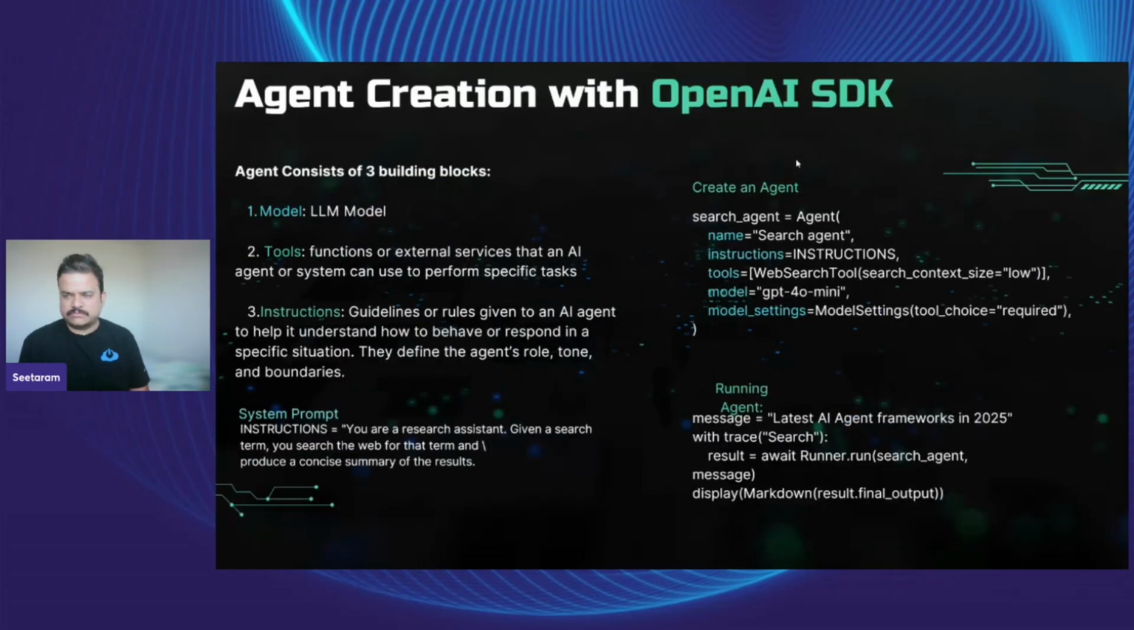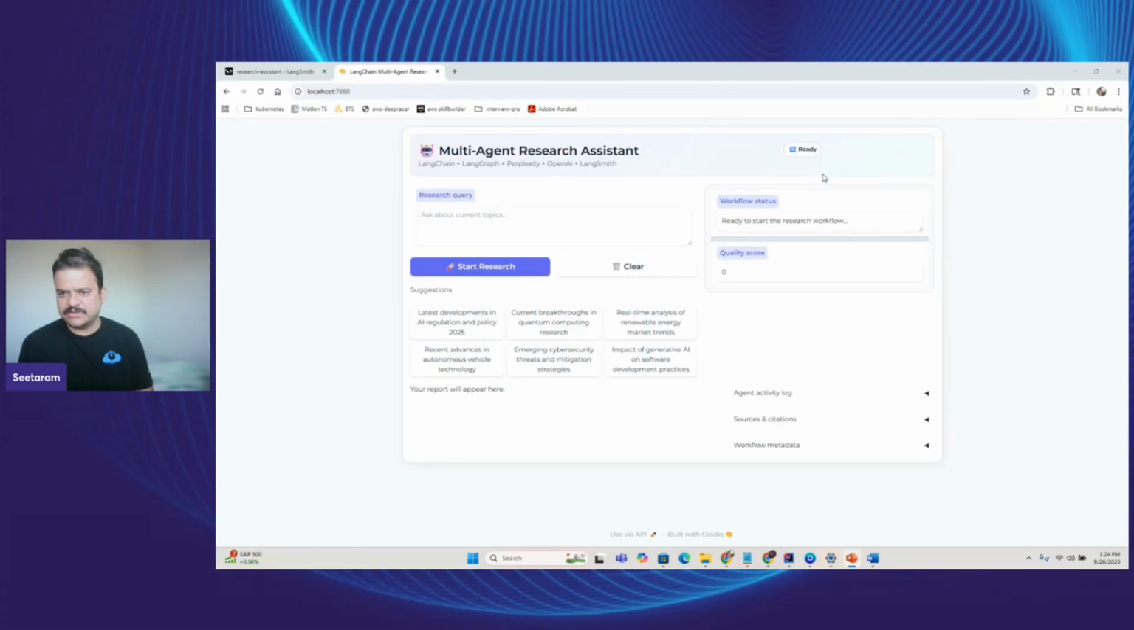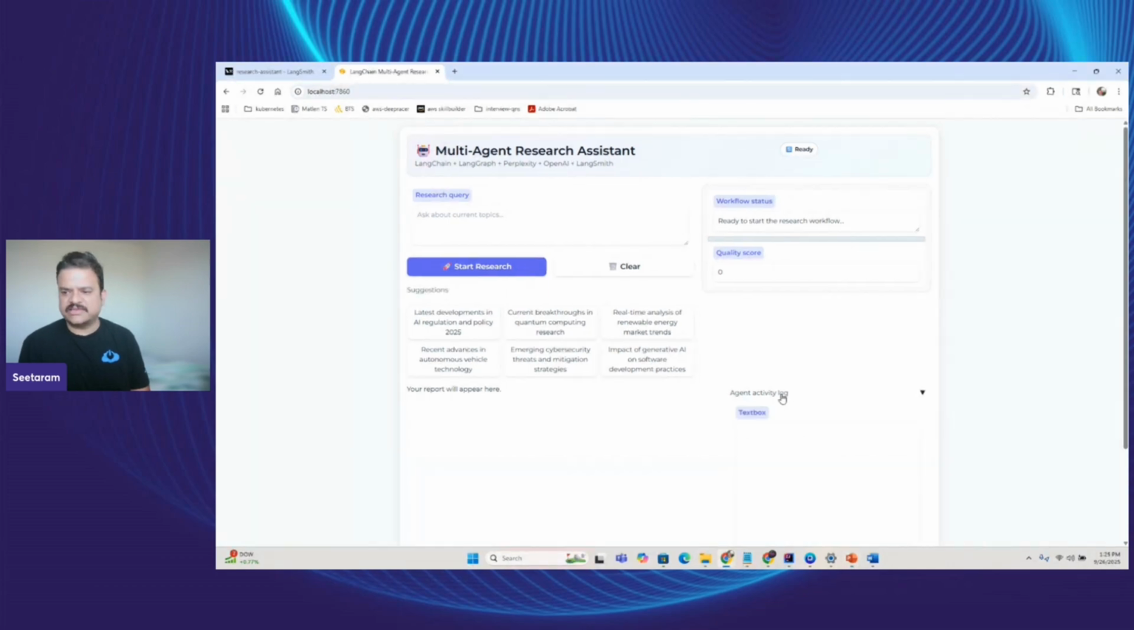Now, demo time. Let me show you this example. I just built a small agent. It's a multi-agent research assistant. I provide a topic. For example, there are suggestions I captured already: latest developments in AI regulation and policy in 2025, or you can ask any other question. It goes and does the analysis, and I'm going to capture here what is going to happen. In a minute I'll show.